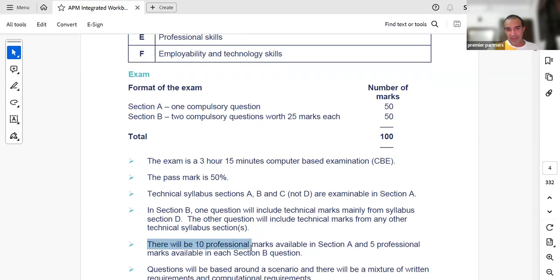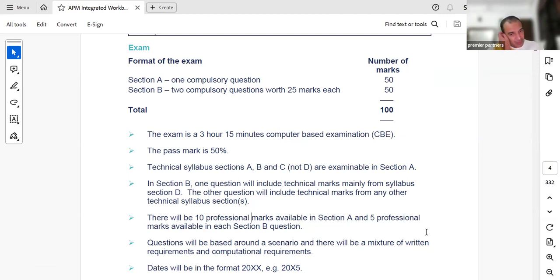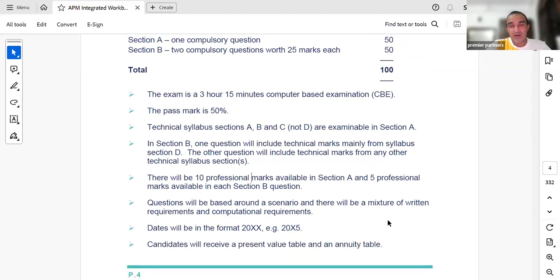Now here, there will be 10 professional marks available in Section A and 5 professional marks available in Section B. So altogether, 15 marks available for professional skills. Questions will be based around a scenario, and there will be a mixture of written requirements and computational requirements. If you ask me, you will always want to know the calculation percentage. Normally it's about 30 to 70, or 35 to 65, more towards theory and around 30 to 35% towards calculations. That's how your marks for numbers or computations are given.